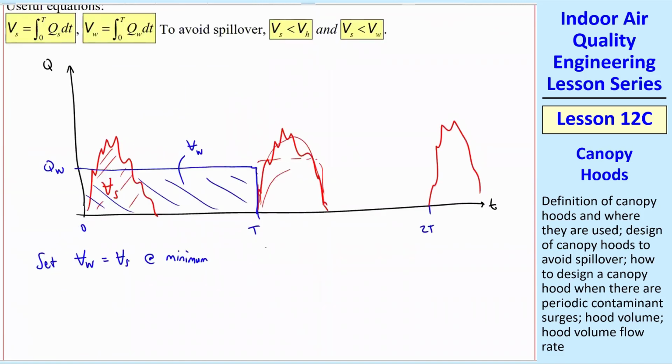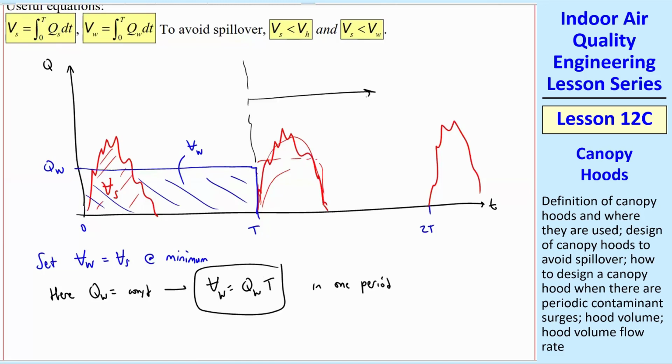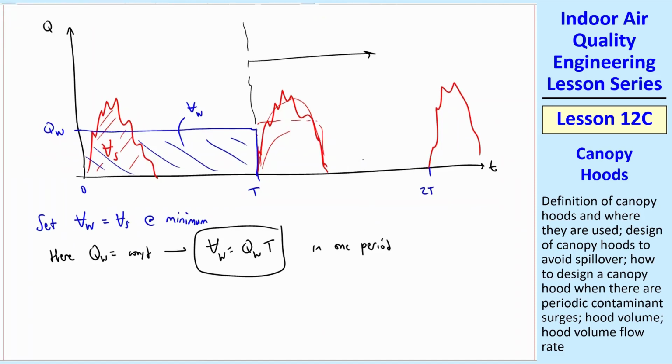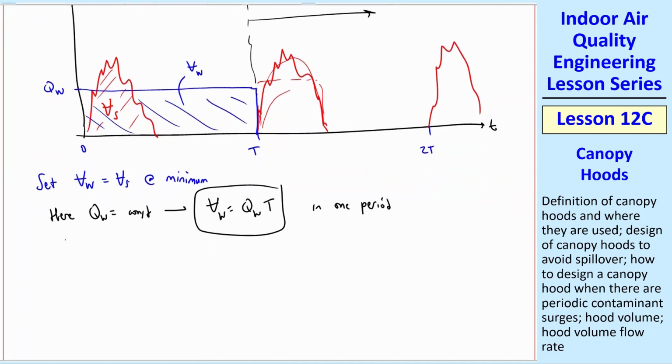Vs and Vw are given. Qw is a constant. Therefore, Vw equals Qw times T. As long as we can do a good job on one period, we know that we can do it forever as long as it's still periodic. And so Vs must be less than Vw.